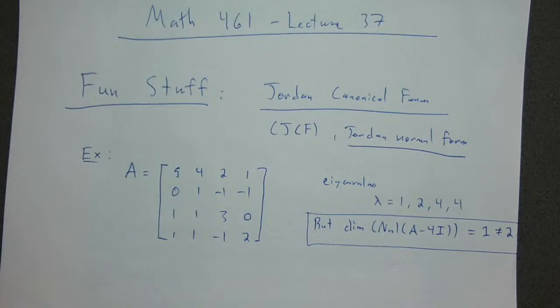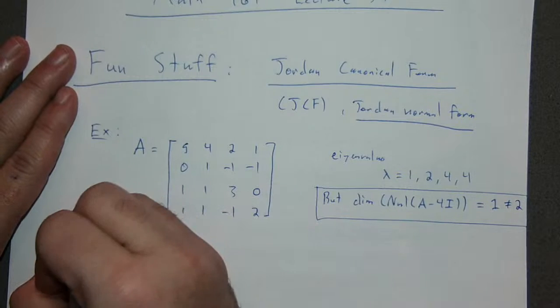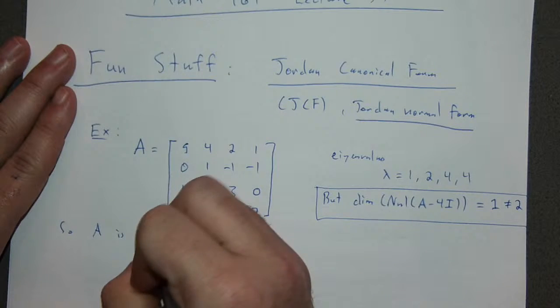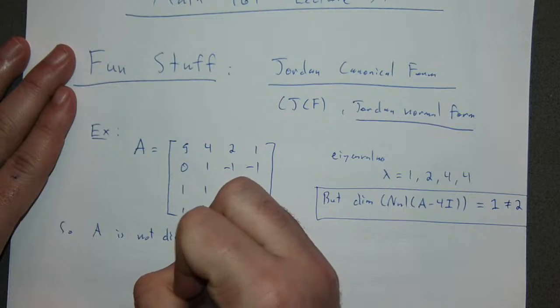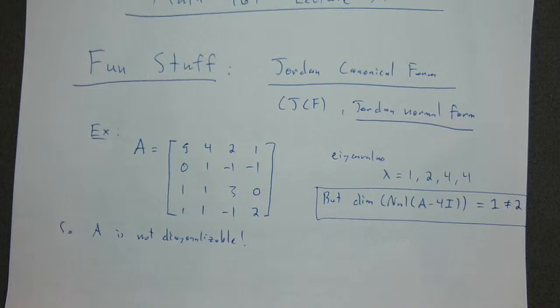So I have a 4 by 4 matrix. It has eigenvalues 1, 2, 4, and 4. Listed 4 twice because it has algebraic multiplicity 2. But the dimension of the eigenspace associated to the eigenvalue 4 is 1, not 2. So it's not diagonalizable, right? That's what chat says, and that is right. A is not diagonalizable. So our hopes for diagonalizing this matrix are dashed.